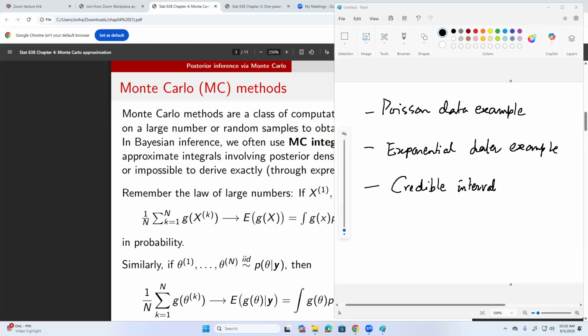So in today's lecture, we'll talk about Poisson data example. We'll continue discussing Poisson data example, then go to exponential data example. If time permits, then we'll talk about credible interval. And we are on chapter 3.